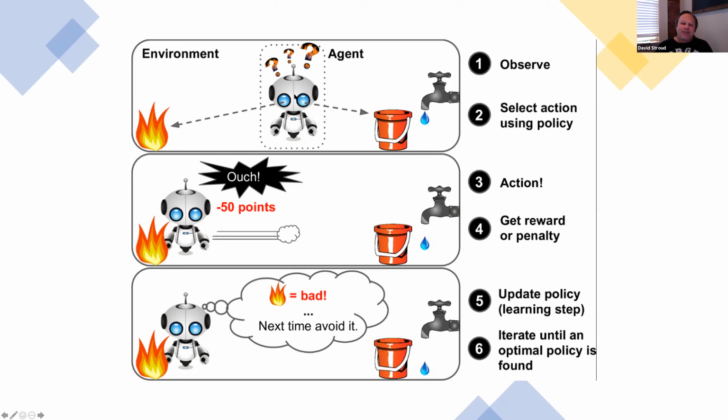Okay, we have an agent. That's our car. And then we have the environment the car is in. This is our track. Select an action using a policy. Think of the policy as the algorithm. That's what it's designed to do. So the agent has two choices. It can run off the track, or it can stay on the track. If it runs off the track, it's negative 50 points. Okay, it's bad. Next time, don't do that.